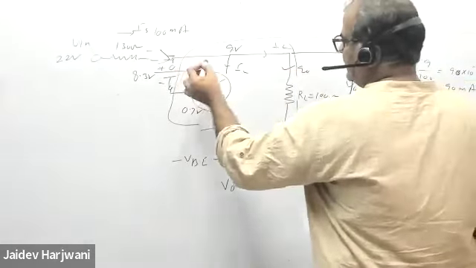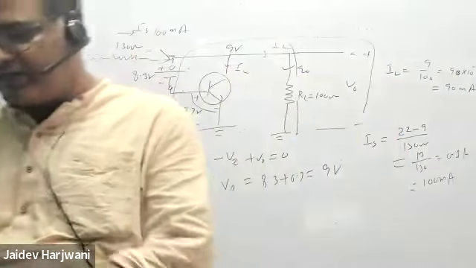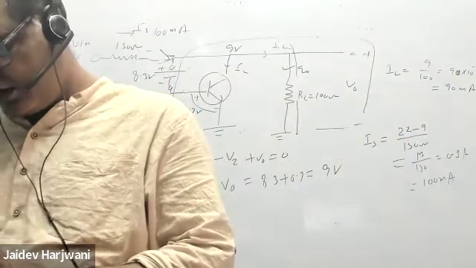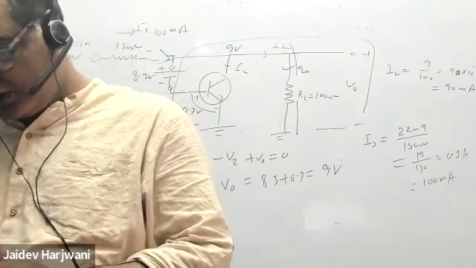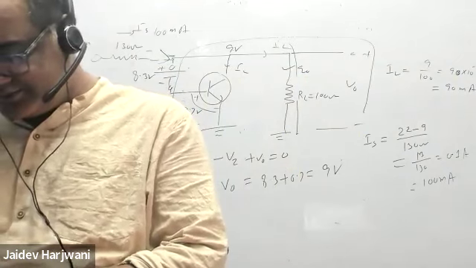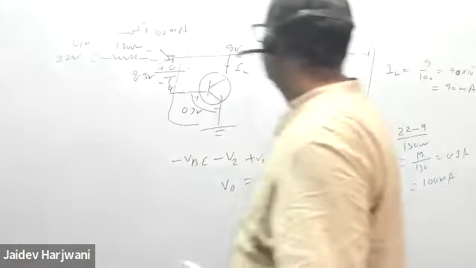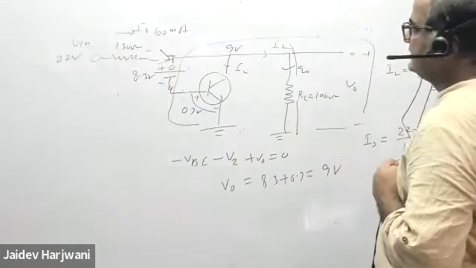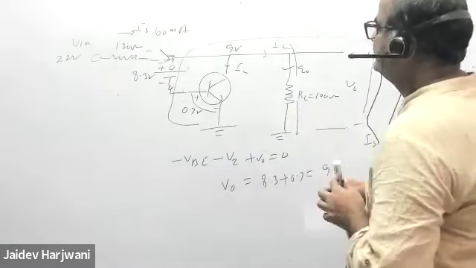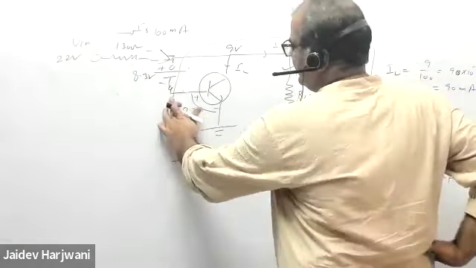So the remaining will go where? Tell me. IC or IZ? The remaining will be your IC. Okay, so if I say this is coming here, why not IZ? Why is it the value of IZ?